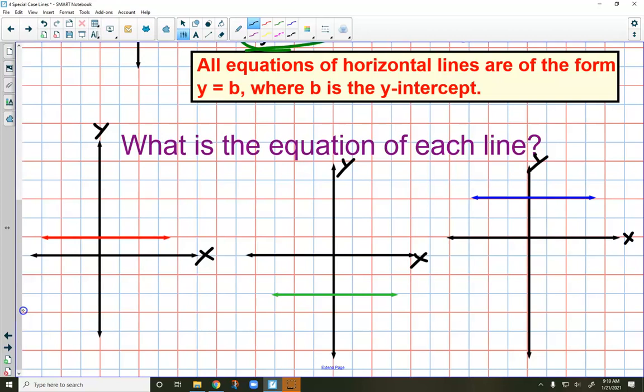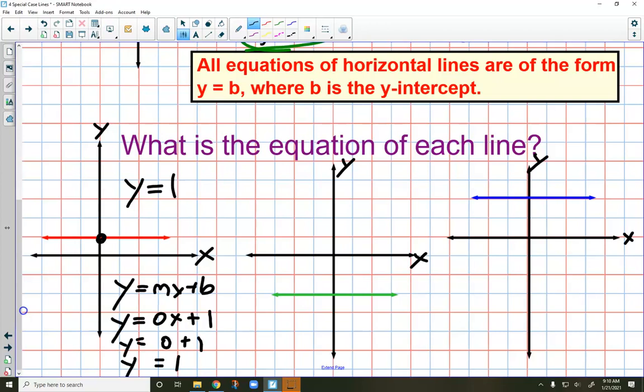Welcome back. Let's see how you did. For the first line, again, it's a horizontal line, so we know there is a 0 slope. The line is going through the y-axis at 1. So the equation of this line would just be y equals 1. If we solve it mathematically, it's y equals mx plus b. Y is equal to 0x plus 1. Again, 0x is 0. 0 plus 1 is 1. So y equals 1.